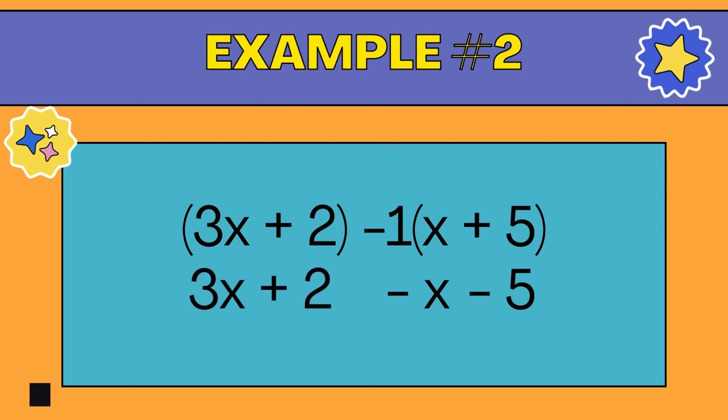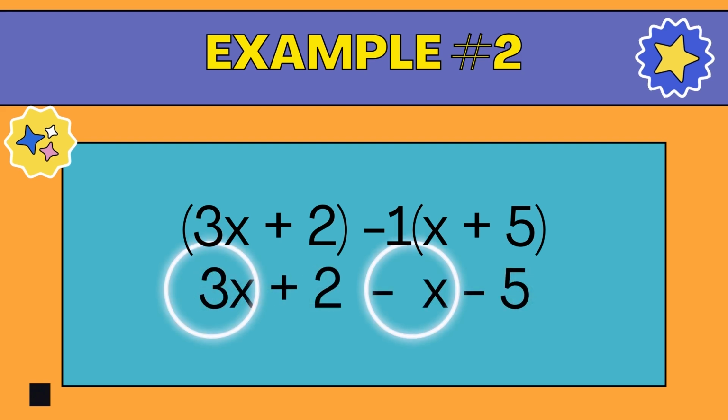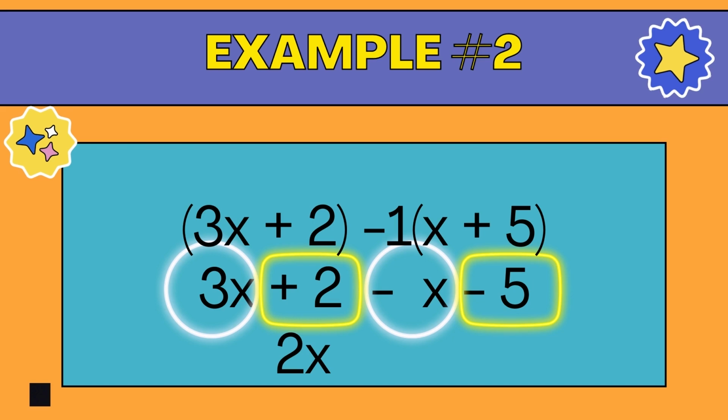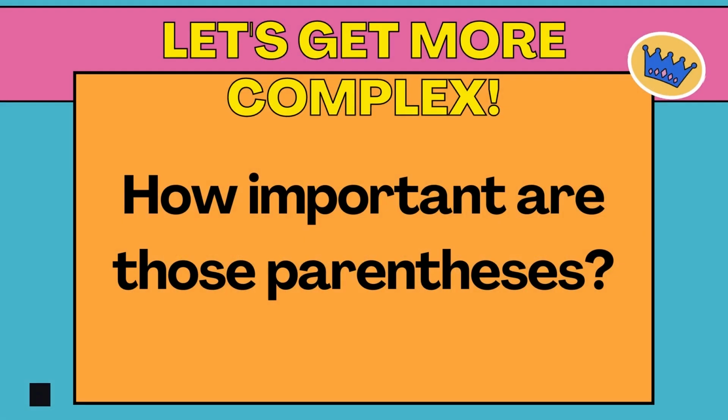Now that 3x plus 2 hasn't changed, so we're just going to copy it exactly like it is on the next line. Now we have 3x plus 2 minus x minus 5. Let's find the like terms. 3x and negative 1x are alike. That gives us 2x. And then we have the positive 2 and negative 5. When we combine those, we end up with negative 3. So our simplified expression is 2x minus 3.